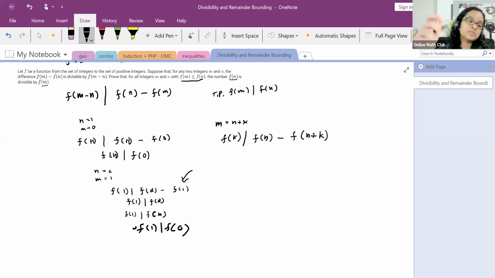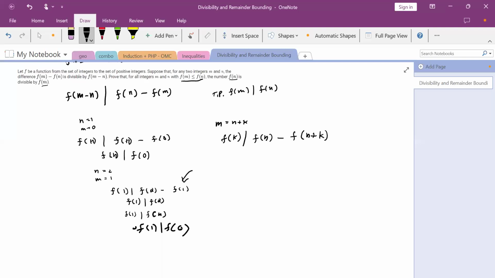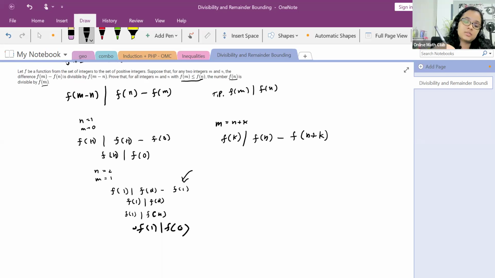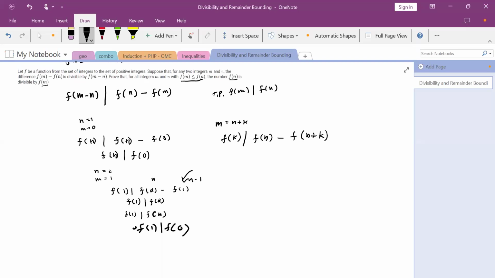Also, it's from integers to positive integers, so as m and n can also be negative, you can put minus in. m or n can be any integer, so why don't we try putting n minus 1? Yeah, that's kind of what we did over here, doing n and n minus 1. That's how we got f of 1 divides all f of n. No, the thing I'm saying is f of 0.